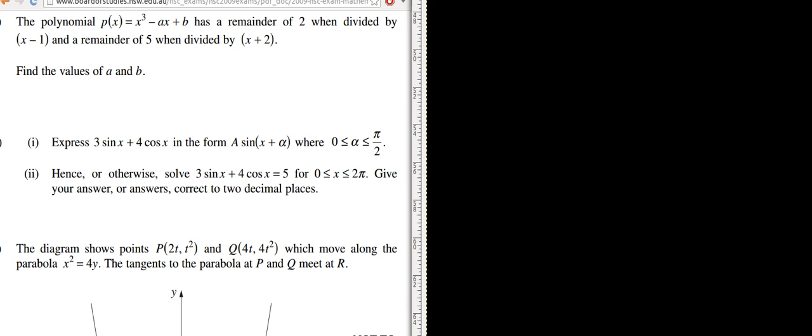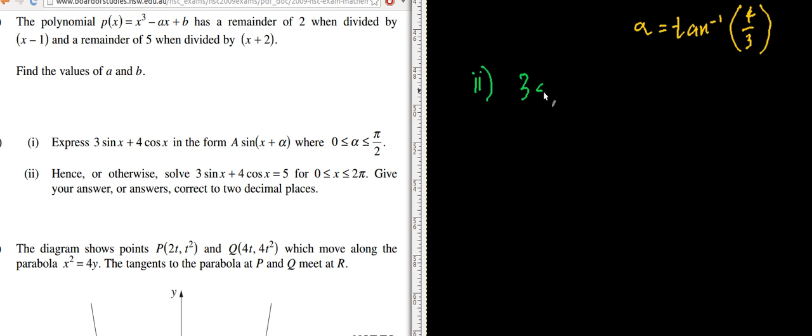Okay, part C. Let's see what part C is. Sorry, there's a part 2 of that. It says, hence or otherwise, solve 3 sine x plus 4 cos x is equal to 5. Now this is actually a fairly easy way of doing it, and it says x is between 0 and 2 pi. Sorry, let me just write that down. x is between 0 and 2 pi.